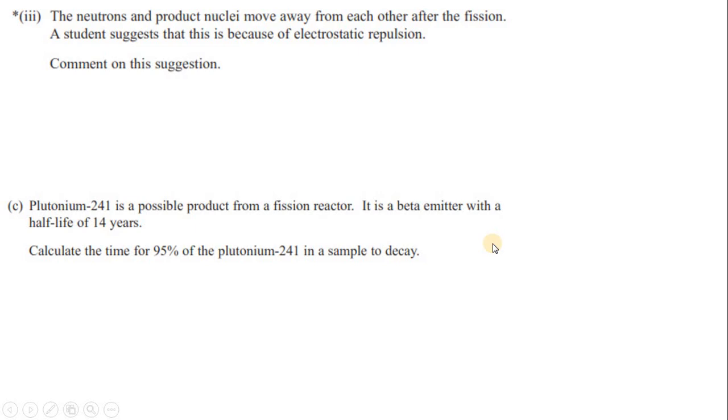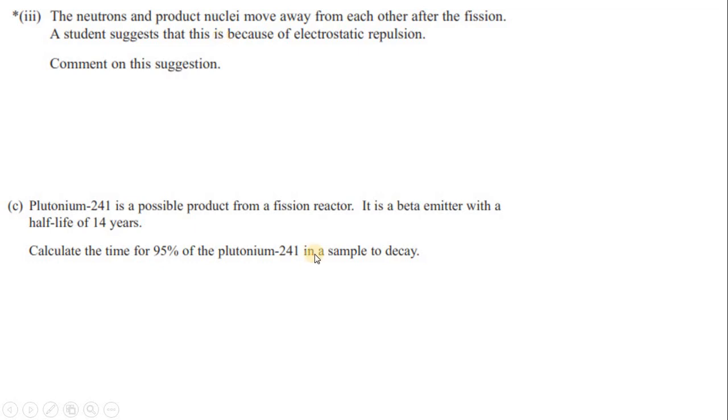The neutron and product nuclei move away from each other after the fission. A student suggests that this is because of electrostatic repulsion. Comment on this suggestion. The student is saying that the product nuclei and the neutron are moving away due to electrostatic repulsion. No, it is not true, because the neutron is a neutral or uncharged particle, so there is no electrostatic repulsion between the product nuclei and the neutron. They are moving away only because of the law of conservation of momentum.